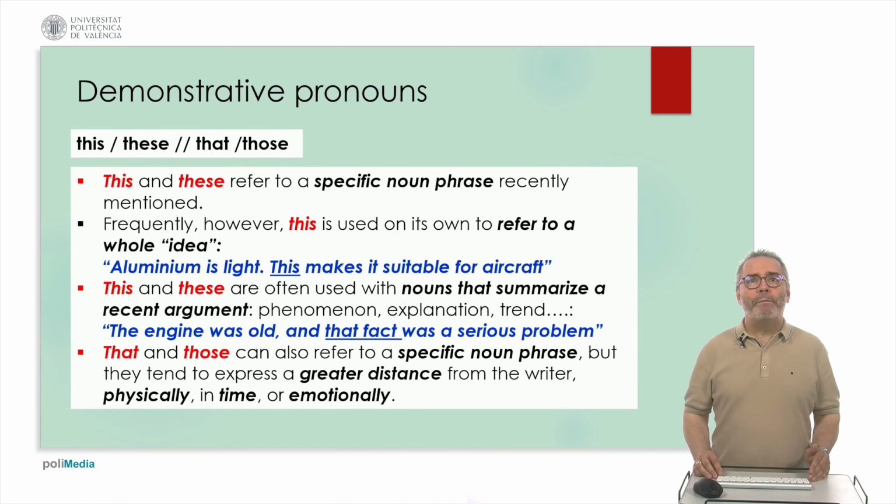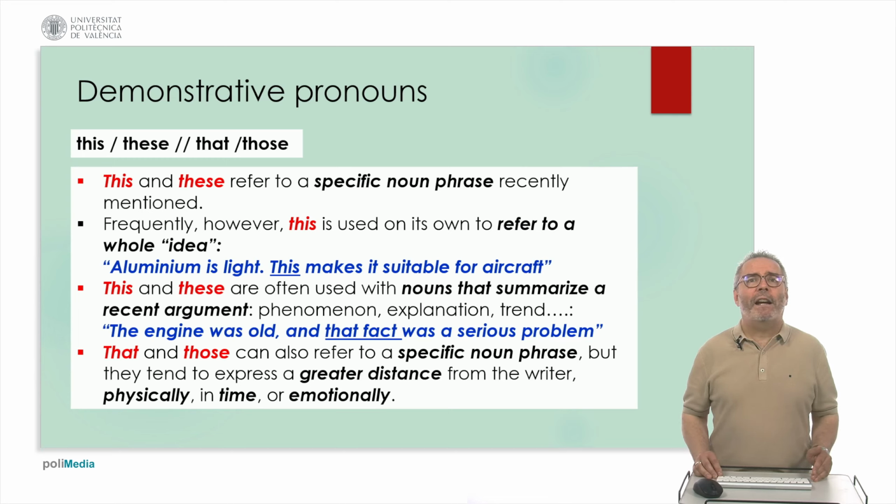Then we also have demonstrative pronouns such as this, these, that, and those. This and these refer to a specific noun or phrase that has been mentioned before. Frequently, however, this is used to refer to a whole previous idea, such as in this example. Aluminium is light. This makes it suitable for aircraft.